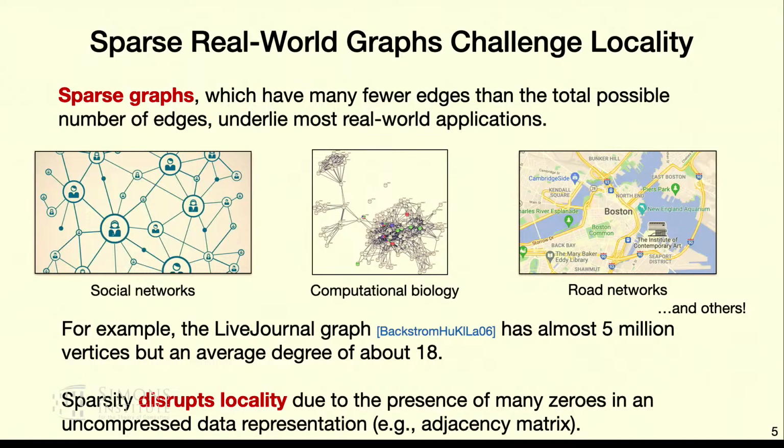And sparsity is hard for locality, which is this property that we want to optimize for because of the presence of many zeros in your data, which affects how you would want to represent it. For example, the most straightforward representation of a graph is an adjacency matrix, which we might often be interested in for ease of programming. But if your data is few and far between, then an adjacency matrix is not great for your locality of data.